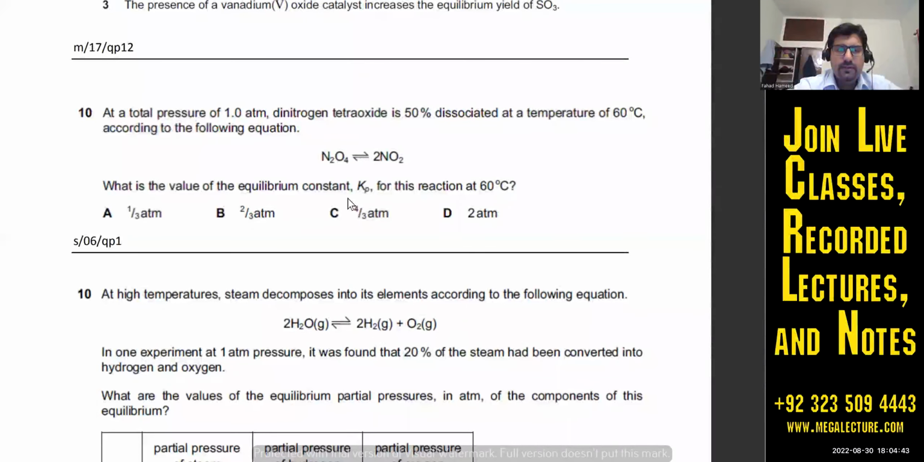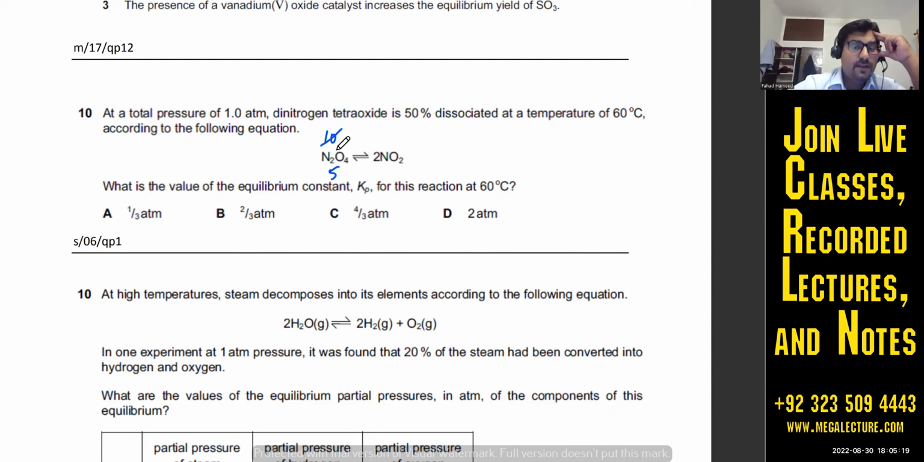So let's start with this one. You're supposed to calculate the value of Kp. He's saying at a total pressure of 1 atmosphere, dinitrogen tetroxide is 50% dissociated at a temperature of 60. Remember, you just need to know the mole fraction. Let's say I start off with 10 moles of dinitrogen tetroxide, and 50% dissociates. That means 5 moles are gone, 5 moles are left.